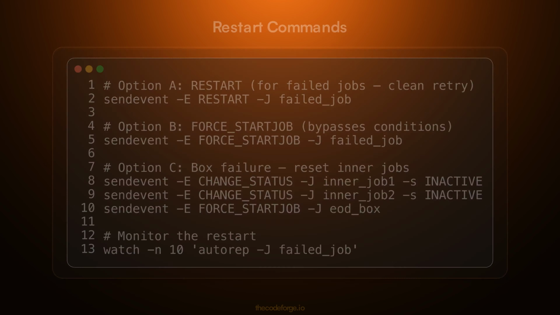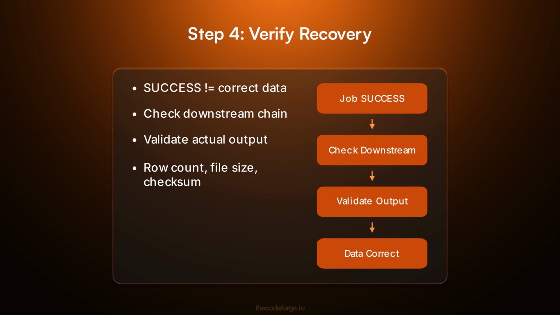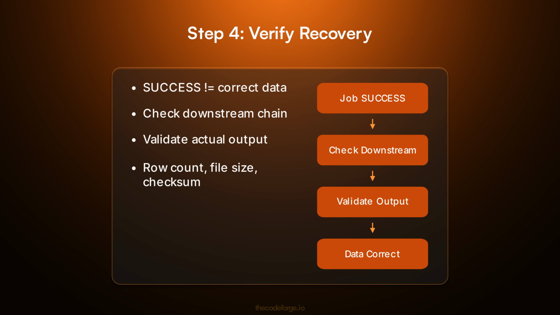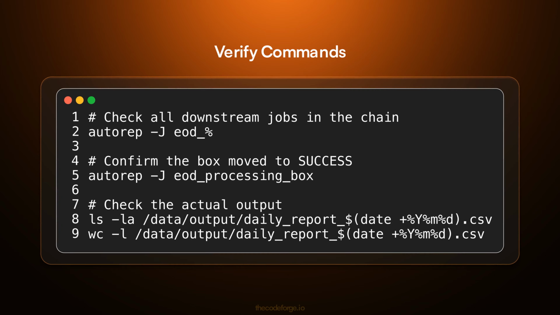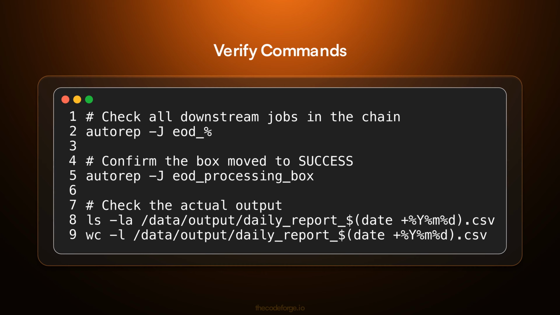Monitor with watch. A success status only means exit code 0, not that the data is correct. Always verify the downstream chain completed and validate the actual output, file size, row count, or a checksum. An empty file with exit code 0 is a silent production killer. Use autorep with wildcards to check downstream jobs. Verify the box status. Then, check the actual output file size and row count to ensure data integrity.